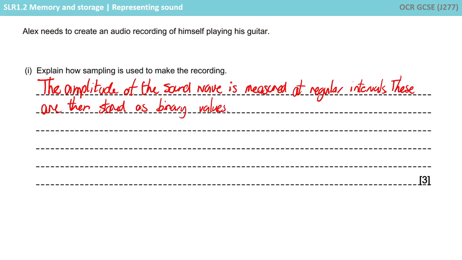How can we get an extra mark, do you think? Okay, well, in the actual mark scheme, it says this. You could say the samples form an, good word, approximated sound wave.